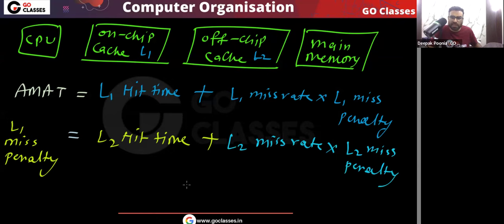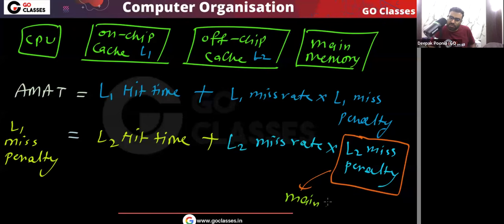Now, what will be L2 miss penalty? Because this is the last level of cache memory, for the last level of cache memory the miss penalty is the same as main memory access time. So this will be main memory access time.